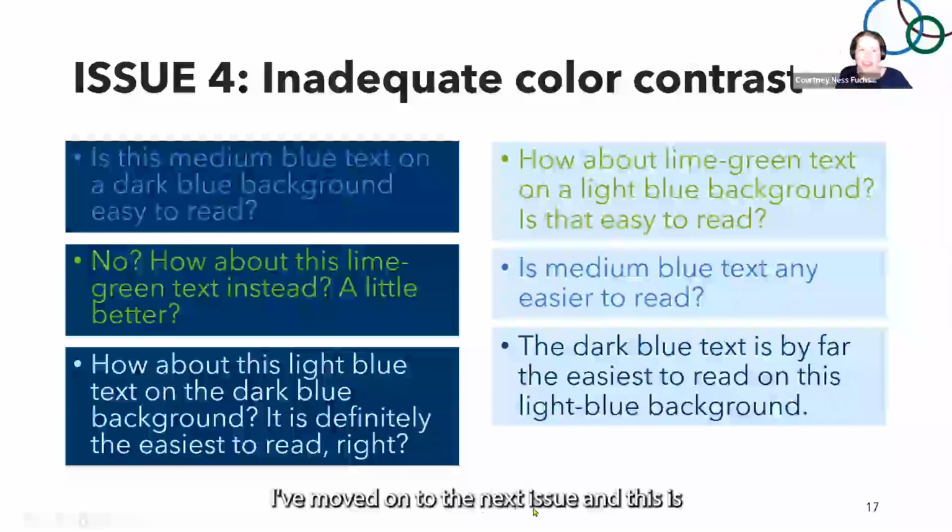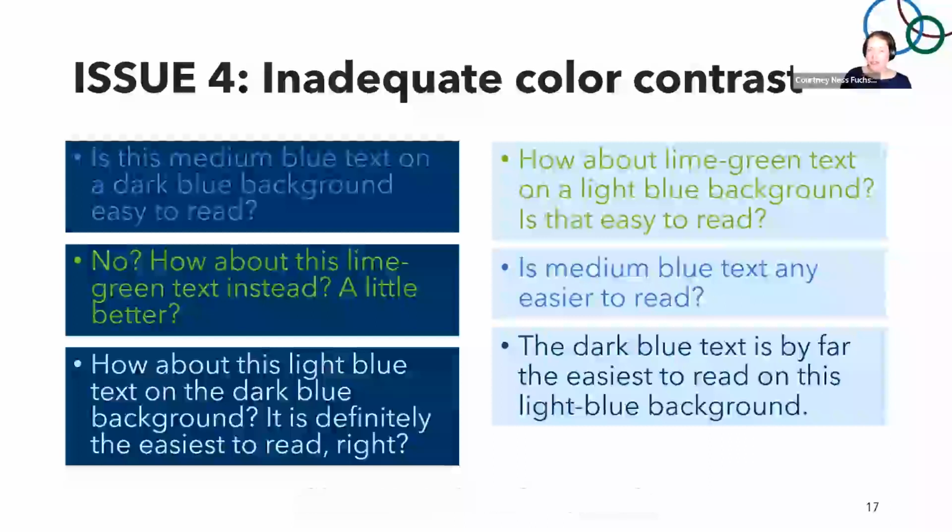All right, I've moved on to the next issue, and this is similar, and we could use some of the same tools, but it is having inadequate color contrast. So on the screen, I have 6 examples of different text color on backgrounds. On the left side of the screen, I have 3 text boxes with dark blue backgrounds. At the top, we have a medium blue text on a dark blue background. And the text reads, "Is this medium blue text on a dark blue background easy to read?" For me, it's not.